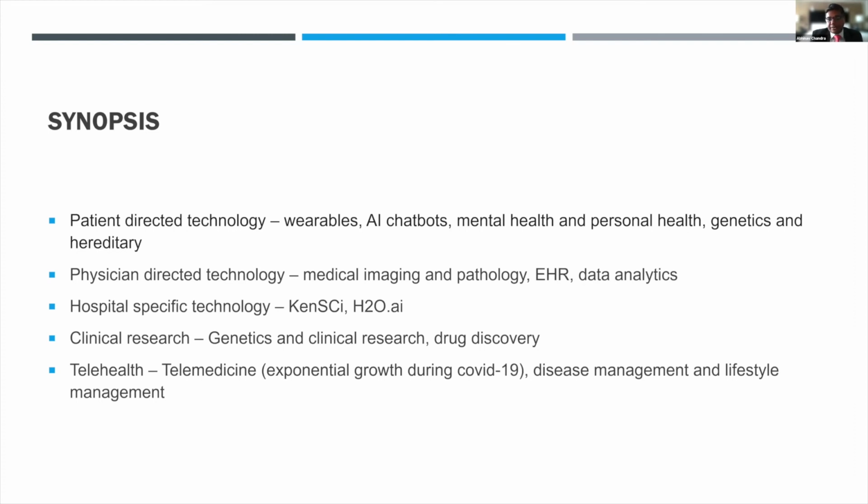Hospital-specific technologies, a couple of which I mentioned already. In clinical research, like in genetics, clinical trial enrollment and drug discovery. And during the COVID period, definitely a huge exponential growth in telemedicine, disease management and lifestyle management also. So these are the broad groups into which you can divide these technologies.